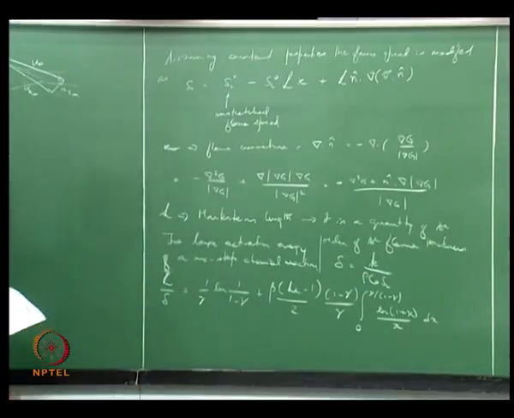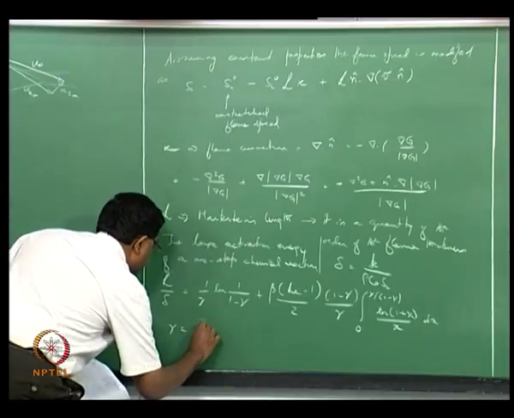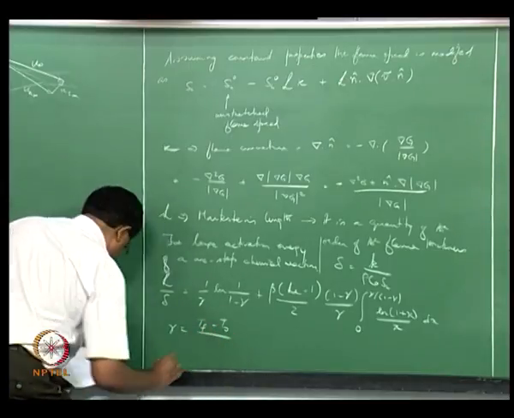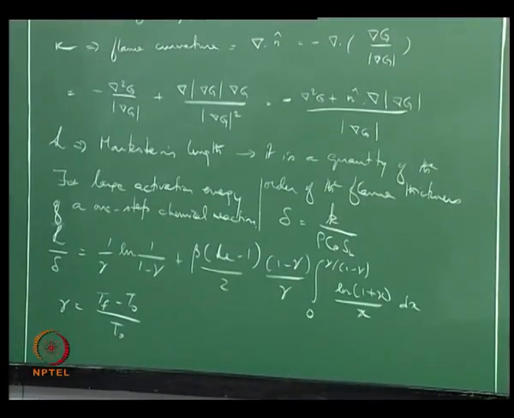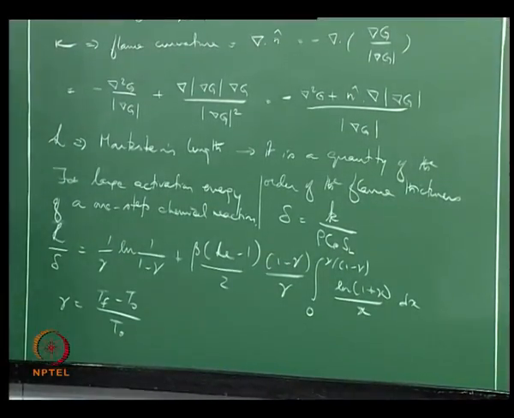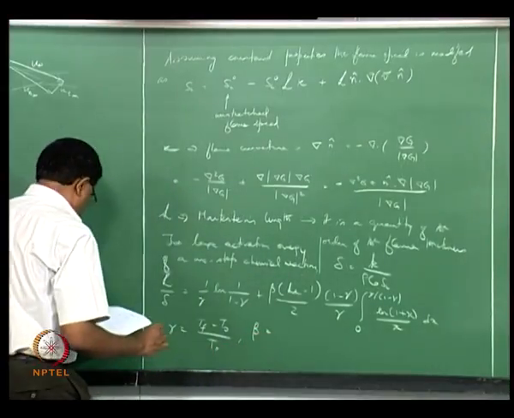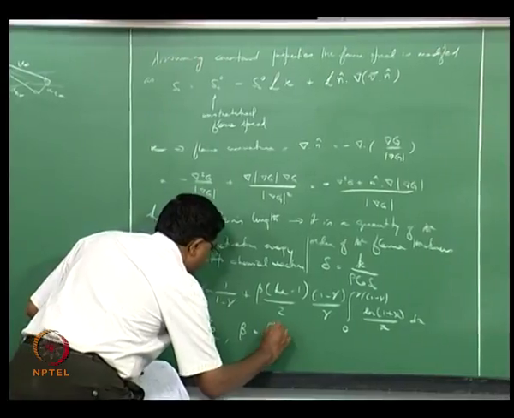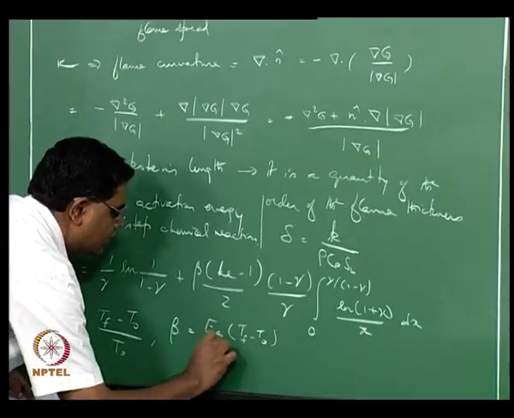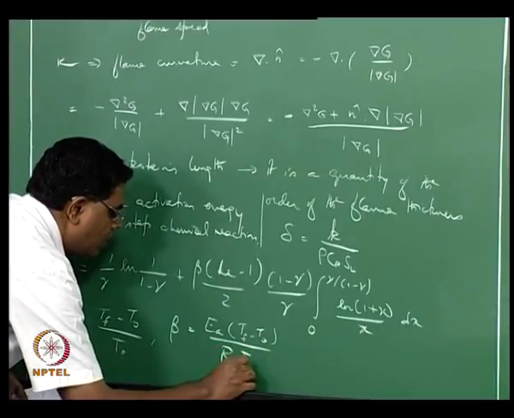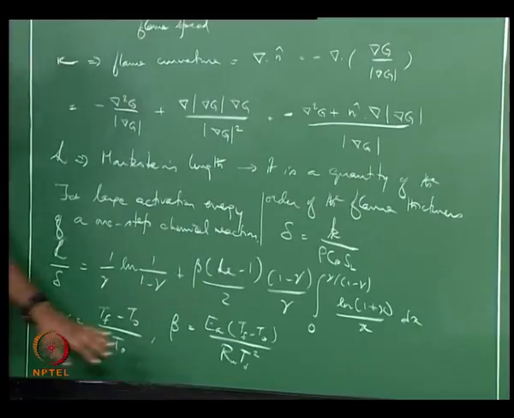Gamma is now not the ratio of specific heats that you're used to in gas dynamics. This is actually the ratio of temperatures, which is basically a temperature difference divided by the initial temperature, and beta is our Zeldovich number. So it's EA times Tf minus T naught divided by RU Tf squared. So you can see that gamma is actually embedded in here.